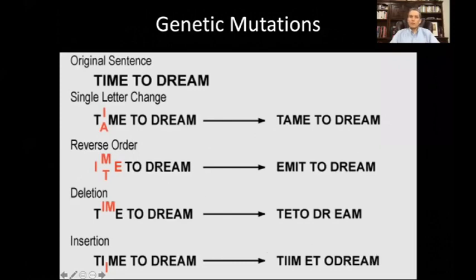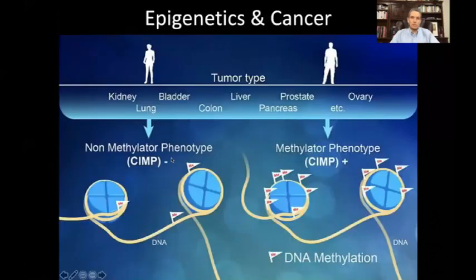So you can see, you can either substitute one letter for another that was wrong, you can turn them backwards, you can take something out, or you can put something in, and all of that can mess up the meaning of the letters, of the sentences, and so on, and it can mess up the DNA or the genes that code for something.